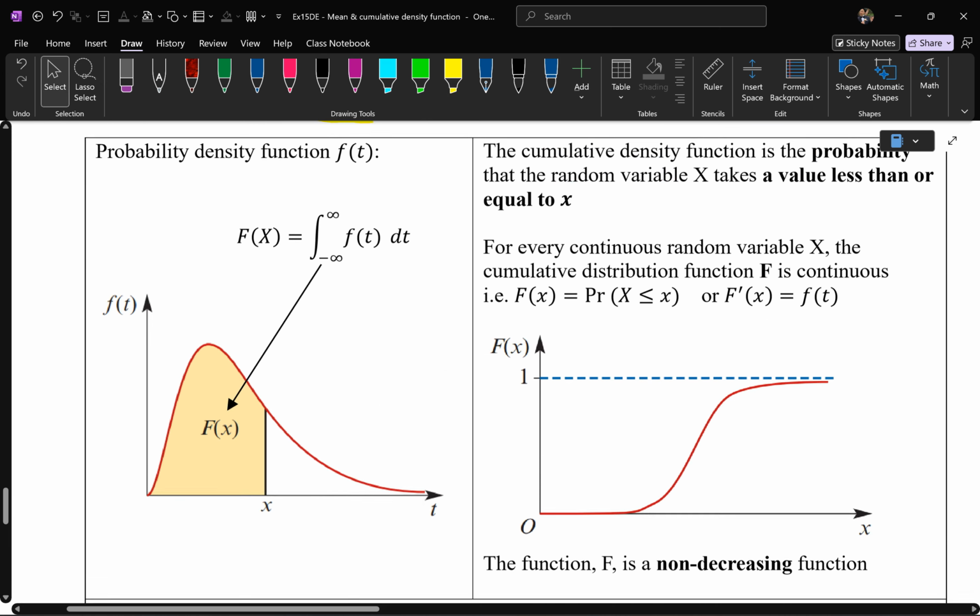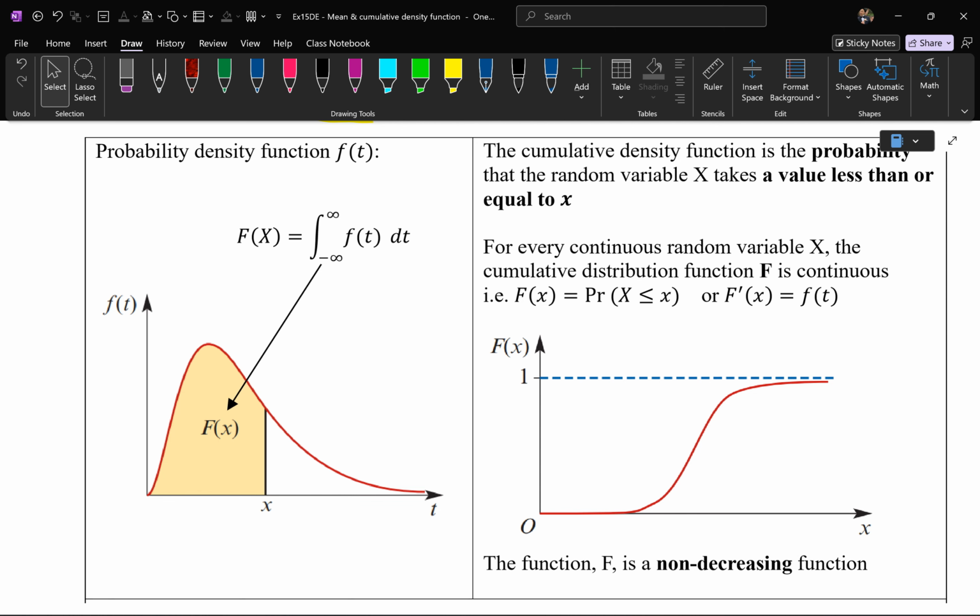I know they use different letters and all that, but this is just simply cumulative. So we know cumulative means area from left to right, it adds up, right? Since it's a probability density function, that means you'll always start at 0 and you work towards 1. That's the cumulative.